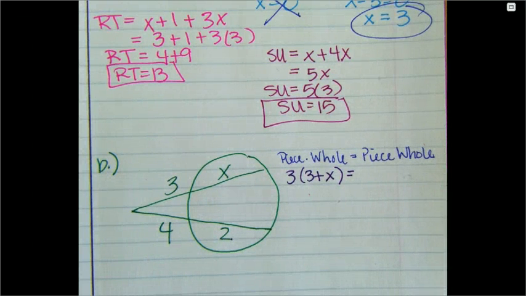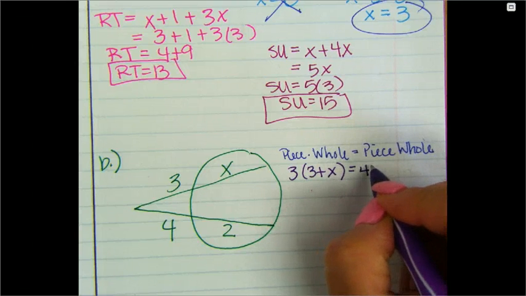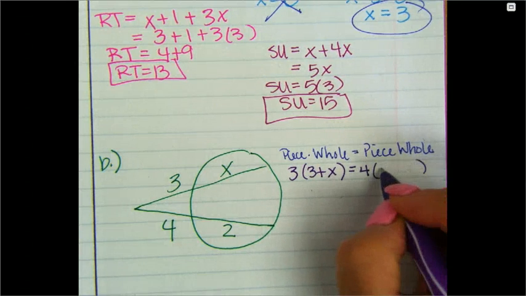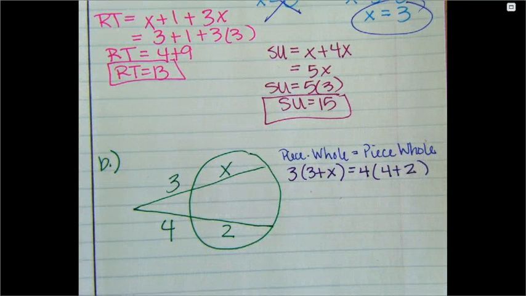What did I say earlier? You have to add them. What's the piece? 4. What's the whole thing? Yes, I'm going to put 4 plus 2, though, so some people can see it, okay? Could you just put 6? Yes. Some people need to see the 4 plus 2.